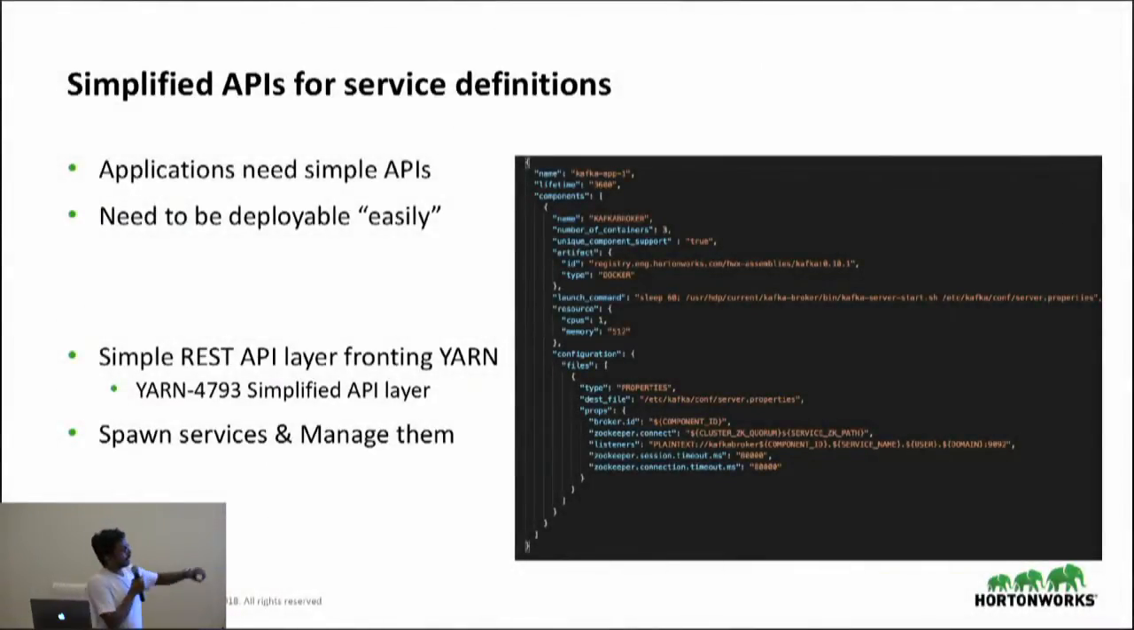Okay, so this is an example of a Kafka application that runs on top of YARN using YARN services. The first line is the name of the application. We just call it Kafka App 1.